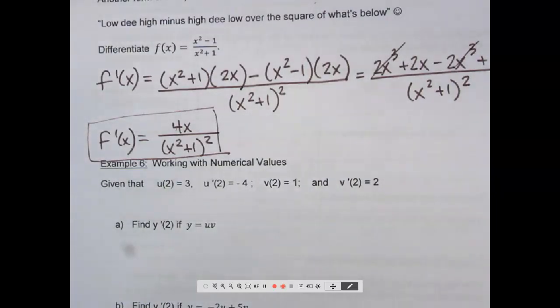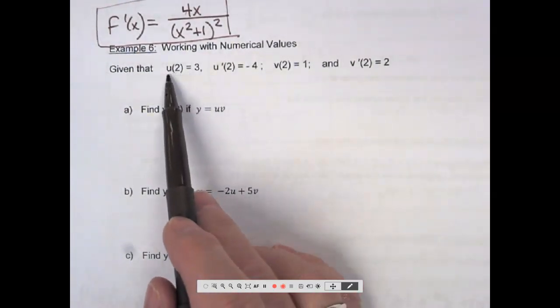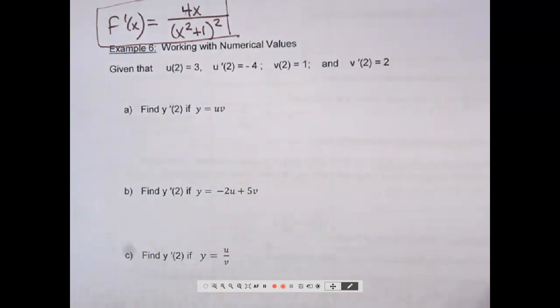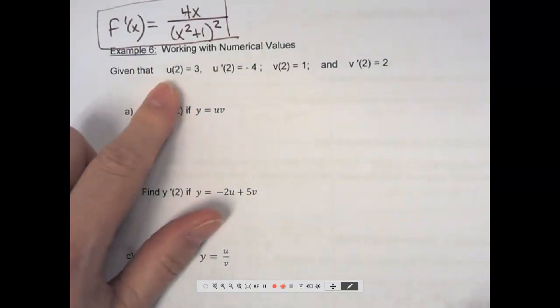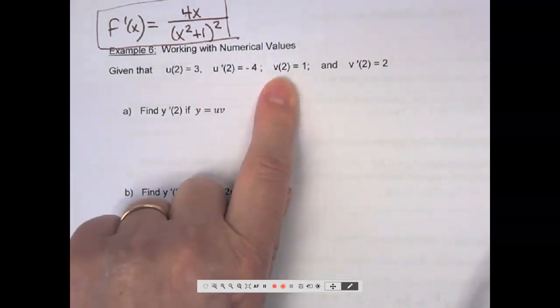Okay. All right, so in this next example, we're dealing with two functions, u and v, but we don't know what those functions are. Mystery functions, but we do have some values, u of 2, u prime of 2, v of 2, and v prime of 2 that are given to us. The 2 is just an x value. So where x is 2? Yep. So in function u, when x is 2, the y is 3, and the slope is -4.